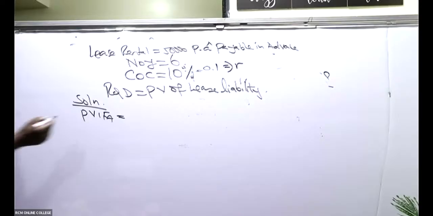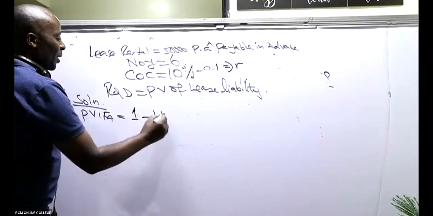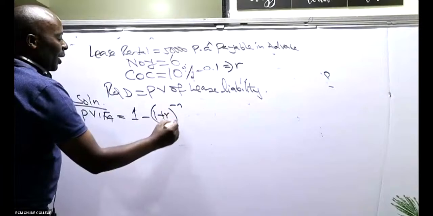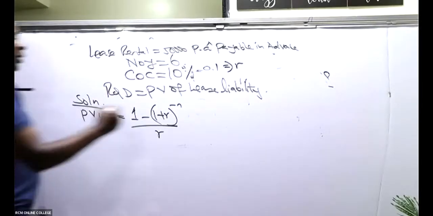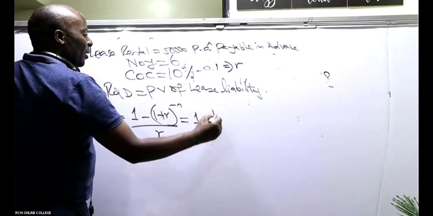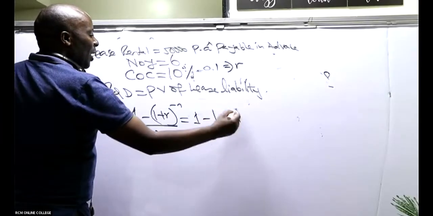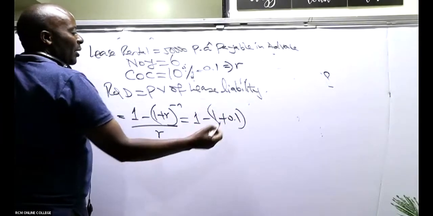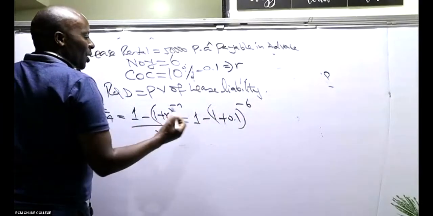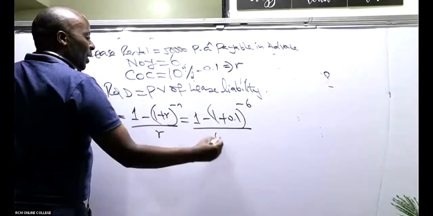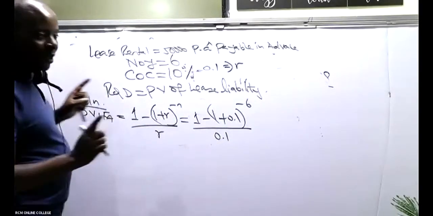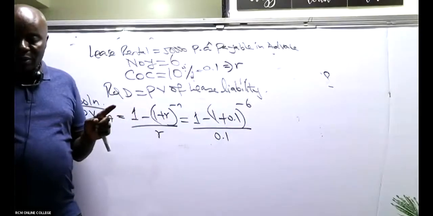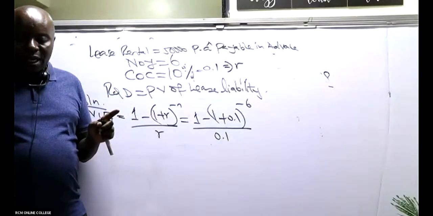So my PV-FAR here will be 1 minus this simple formula, and then we divide everything by R. So now remember that this will be 1 minus (1 plus 0.1), because R is 0.1, this time raised to minus 6. And then we divide everything by R, which is 0.1. Please, everybody, ensure that we are able to get this using our calculators.